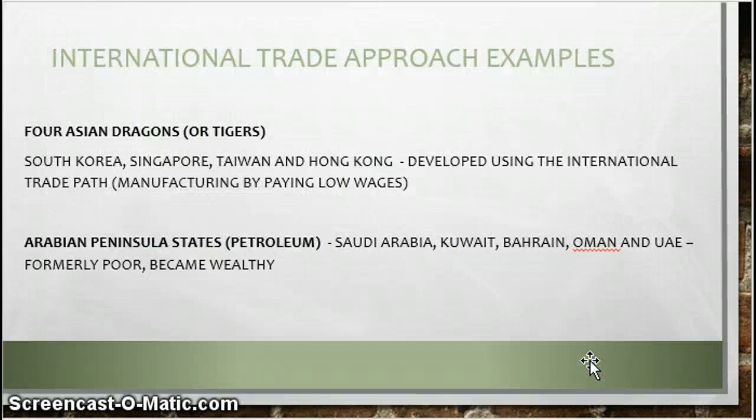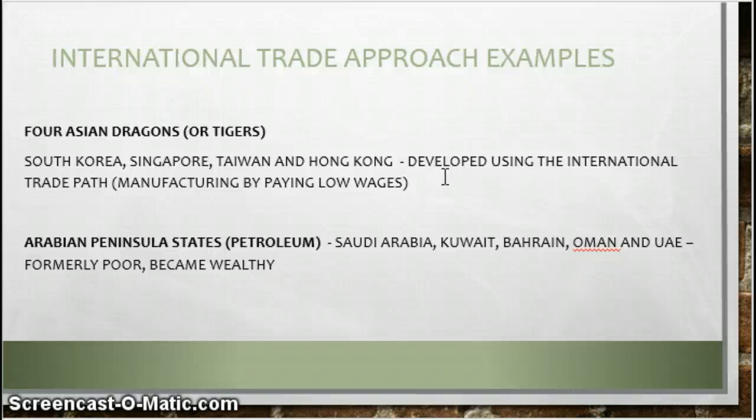So this is the model, and there are some examples that your book talks about, the 4 Asian dragons. I've always heard them referred to as the 4 Asian tigers, and so either one is fine. These are countries that were able to rapidly industrialize, and for the tigers, they generally relied on low cost wages, very, very poor wages, just like in Great Britain and the United States when we industrialized, and following that kind of trade path of, let's produce as much as we can and sell it to the rest of the world and develop in that way.